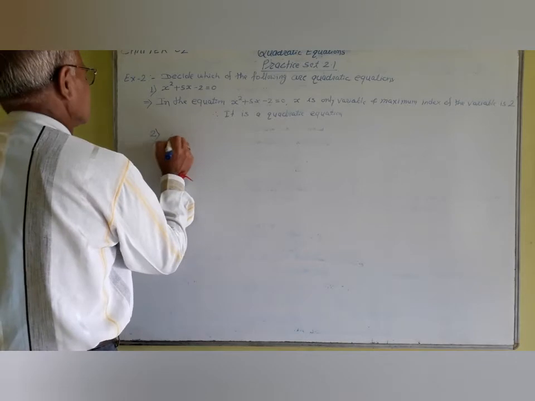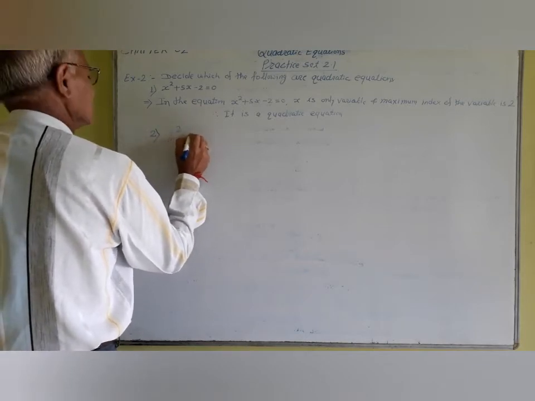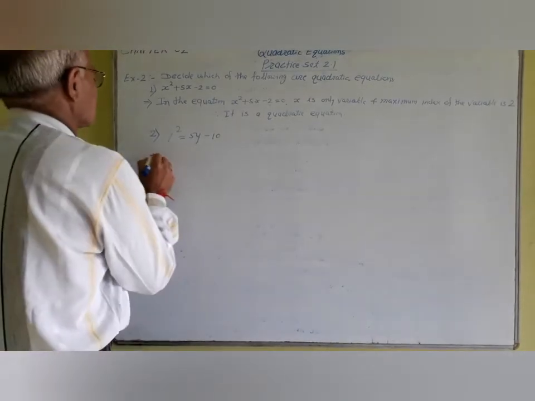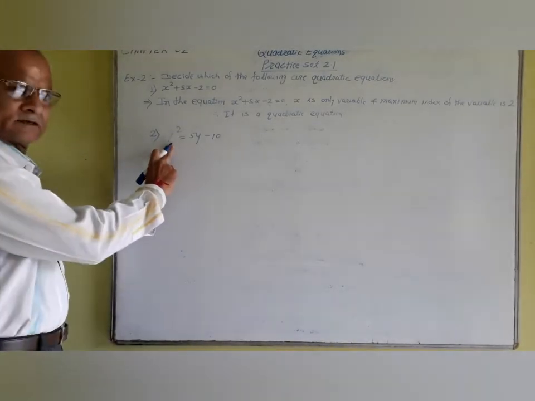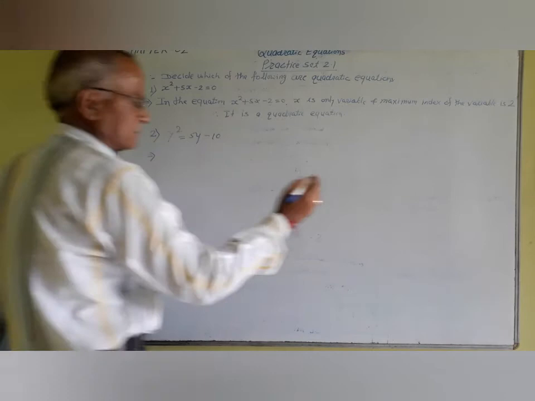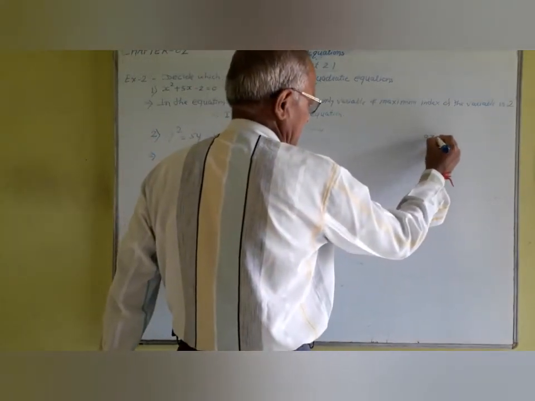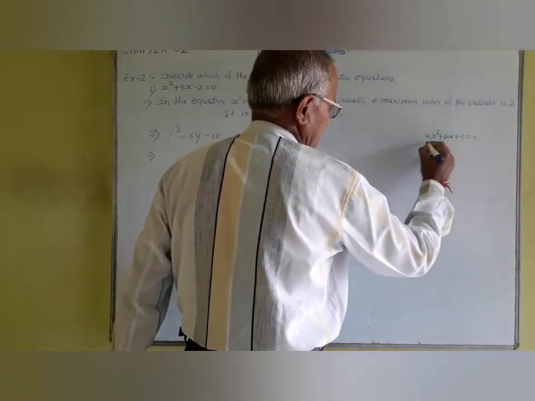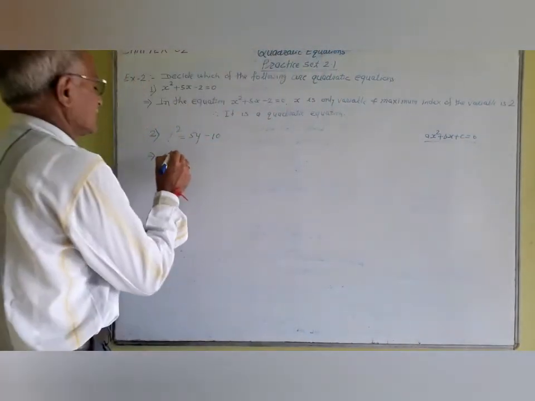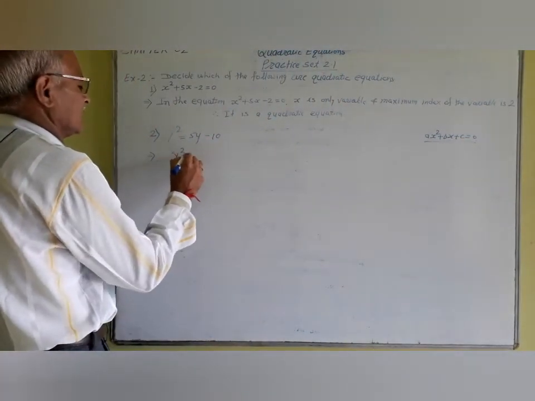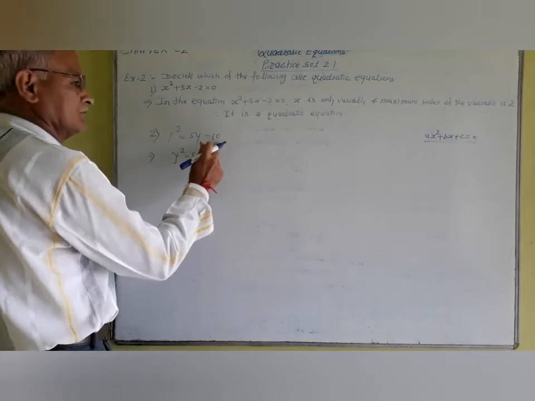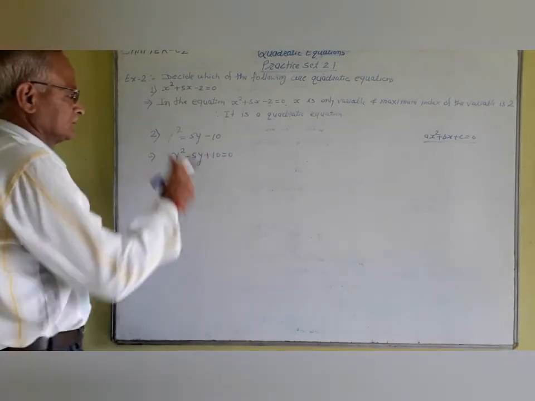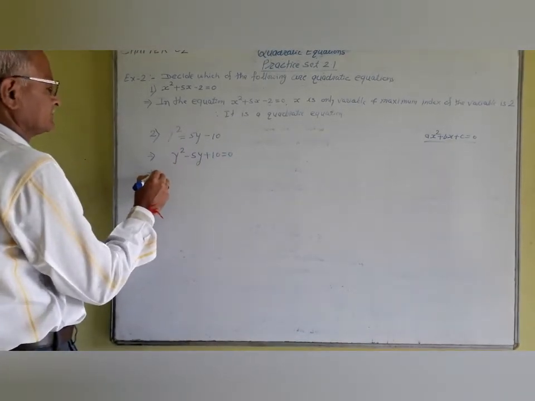Example number 2: y square is equal to 5y minus 10. We have to write the given equation in the form ax square plus bx plus c is equal to 0. Therefore it is written as y square minus 5y; minus 10 taken to this side becomes plus 10, is equal to 0. Now we write the answer.